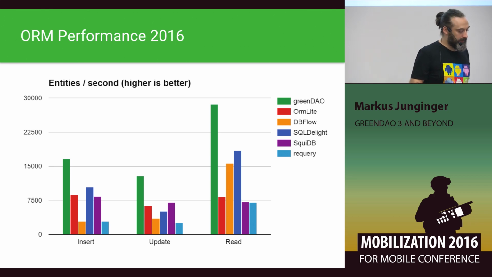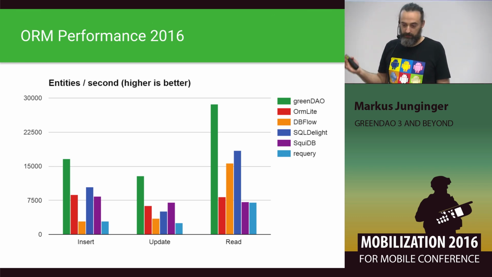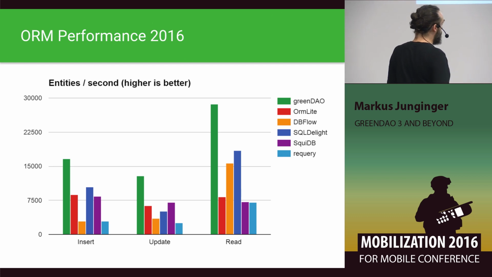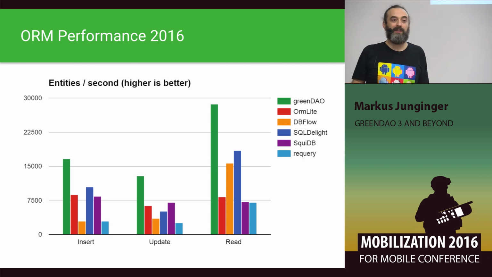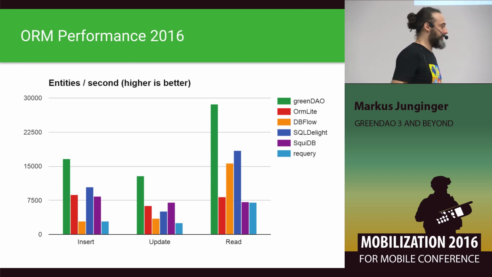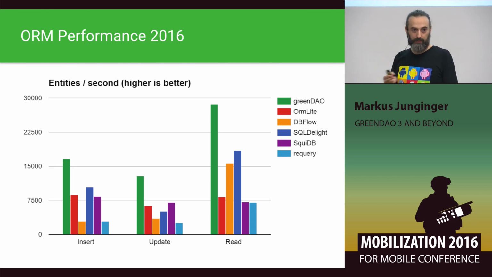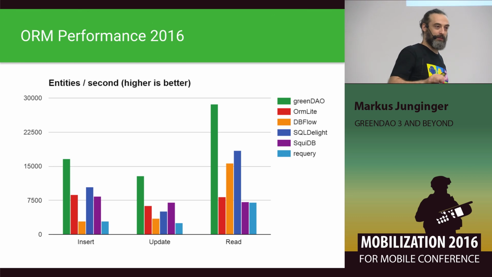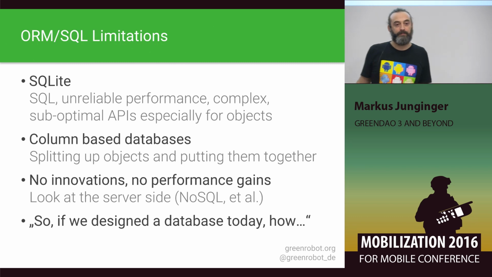Okay, and like in the intro I said, greenDAO's goal is performance, and even 5 years after the start of greenDAO, it's still the fastest ORM, at least in our tests. But I also checked how other ORM vendors do their tests, and it pretty much matches what they do. And yeah, so higher is better, right?